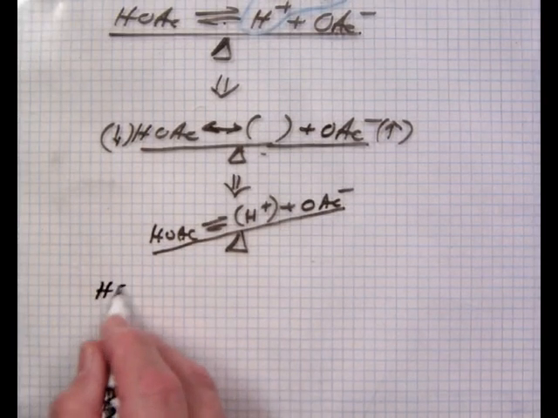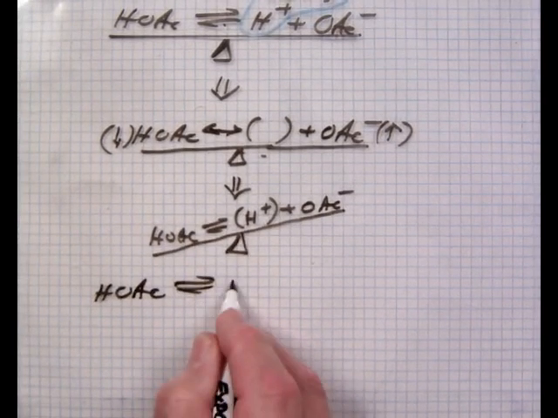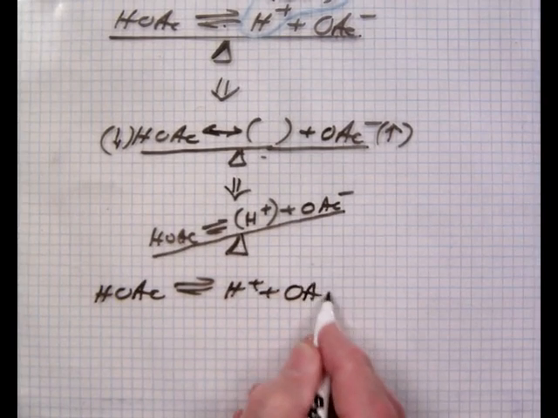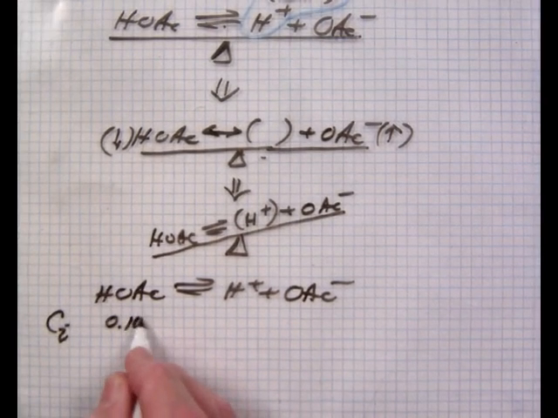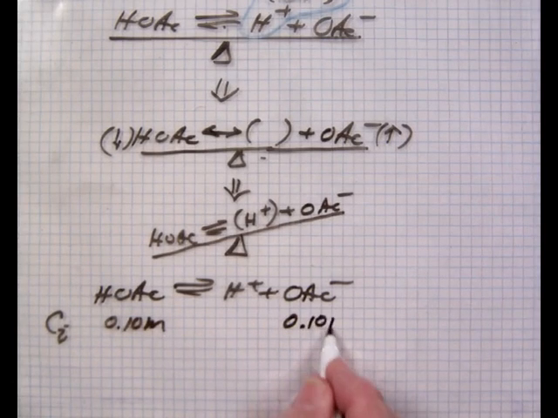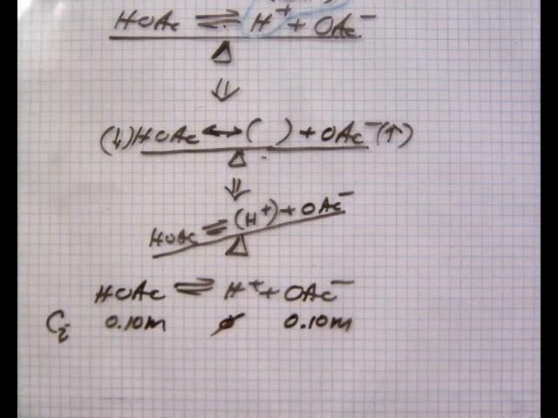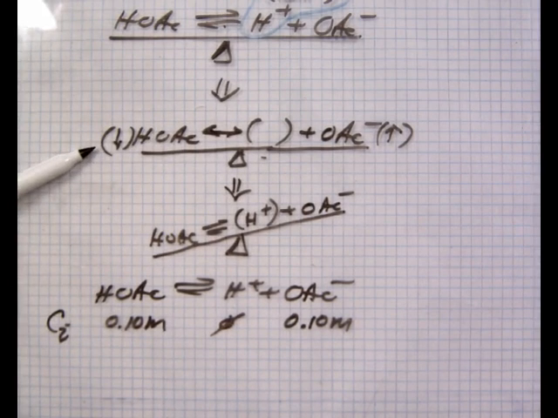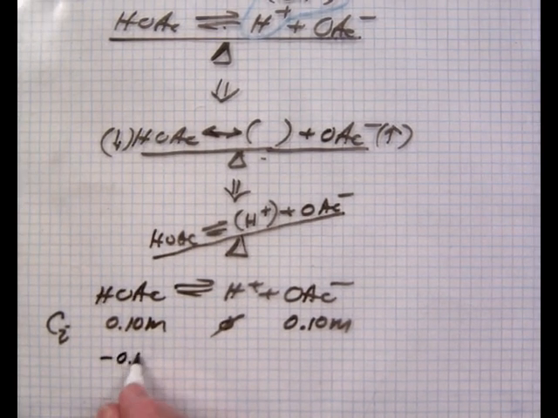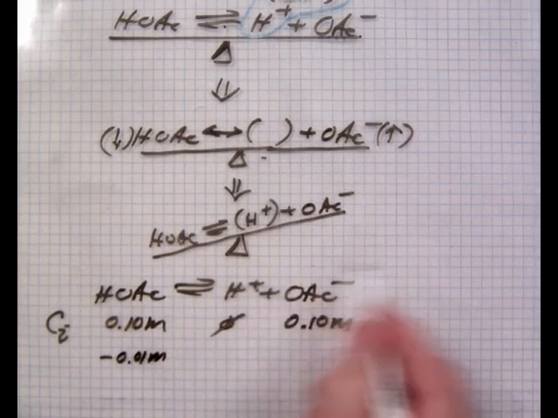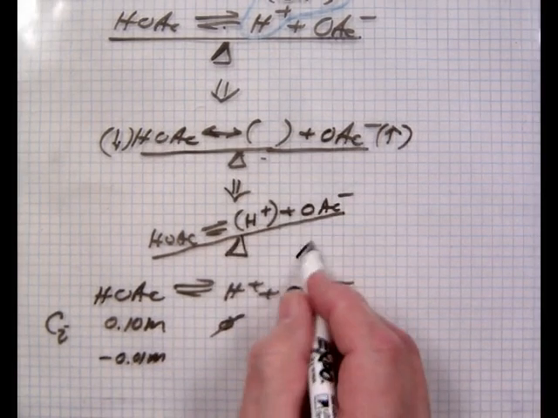So for HOAC in equilibrium with H plus plus OAC minus, and C initial, say 0.10 molar, 0.10 molar, we start out at 0. This time it's going to shift to the right here, and so we have to go down by 0.01 molar if we say we're putting in 0.